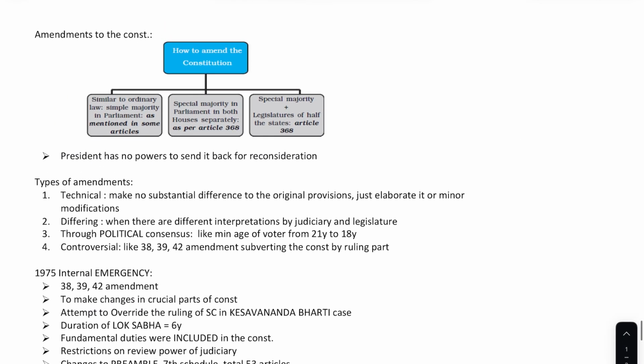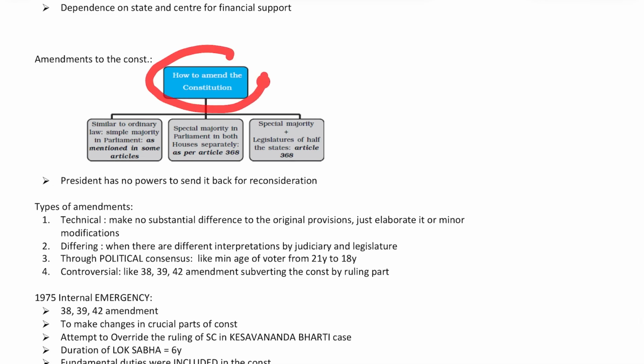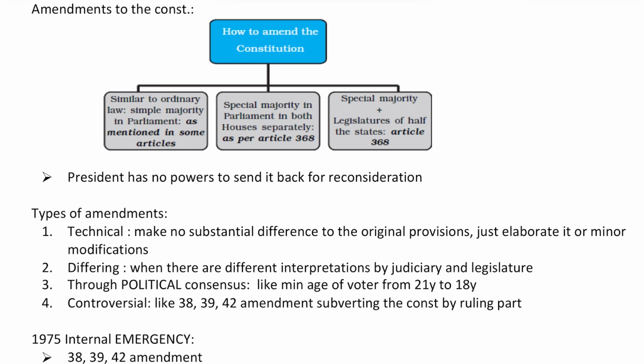Then the amendment to the constitution. So what is the procedure to actually amend the constitution? There are three basic categories in order to amend the constitution. First is simple to ordinary law. For simple to ordinary law, we need a simple majority in the parliament, as mentioned in some articles. Then a special majority is needed in parliament in both houses separately, as per Article 368. Then special majority plus the legislatures of half the states have to ratify. This is also mentioned in Article 368. So three types of amendments can be done.